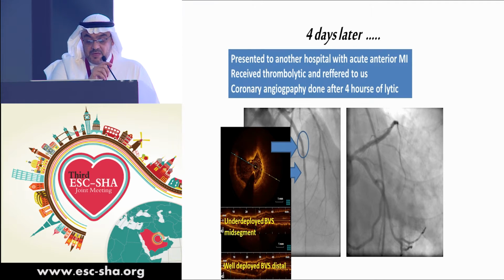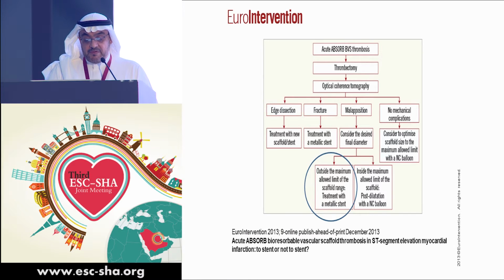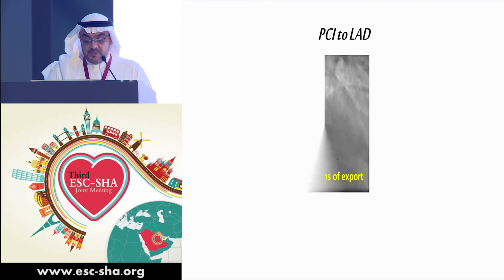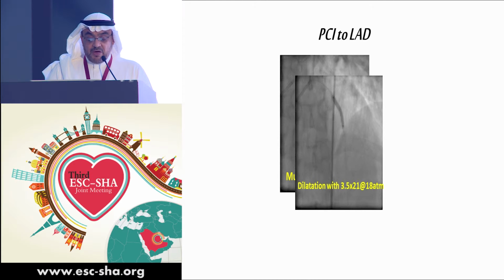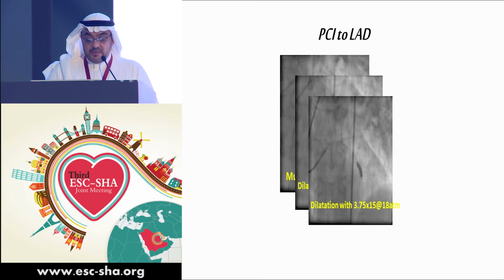This idea came from the German group. If you have malposition here, and you're not happy afterwards, you can put a metal stent inside the BVS. And this is what we did with this one. We did another PCI for him. This is our first run with the Export, and this is dilatation with 3.5. Still there is a waist. We went higher with 3.75, and still there's a waist.